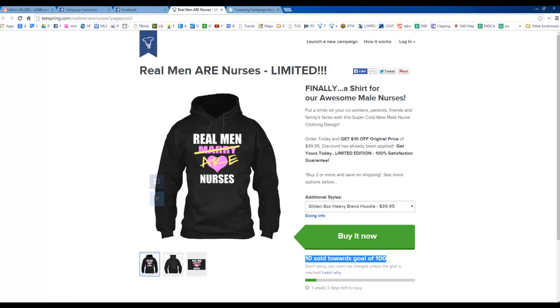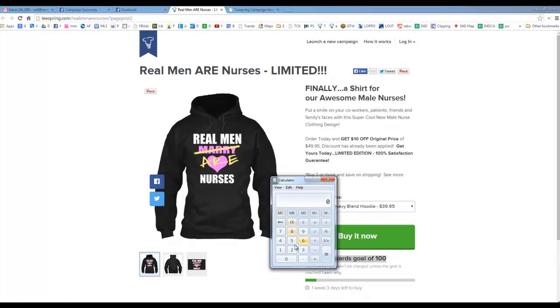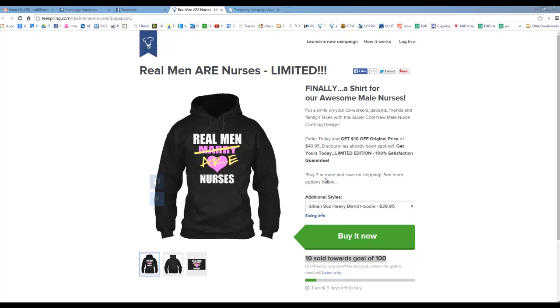So if we just do the math here, if we figure 18.26, and that's obviously if we hit our goal of 100. 18.26 times 8 equals 146. Subtract out about $62 or so that we've spent. That means we've made about $84, which isn't a home run by any means. We've more than doubled our money, but hey, we're in the positive, right?